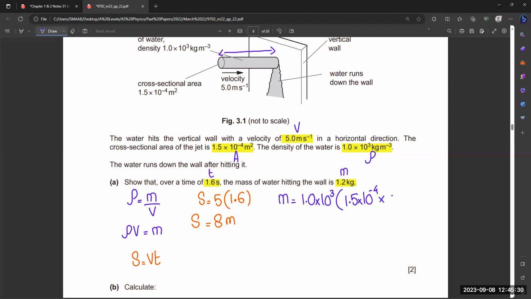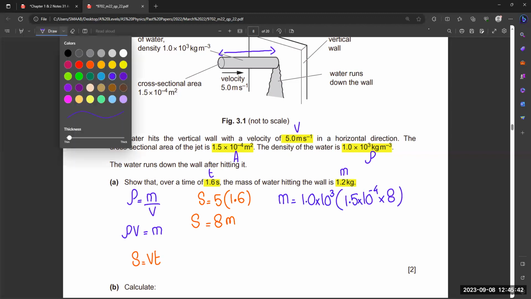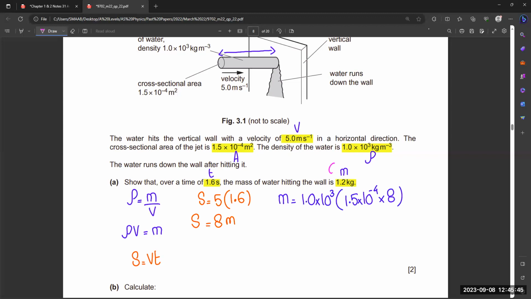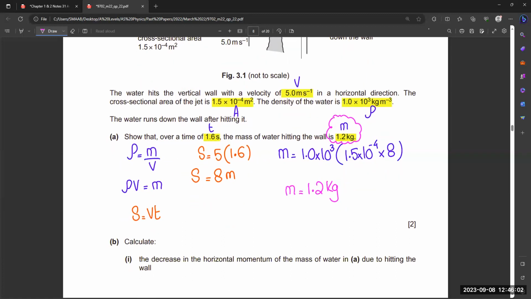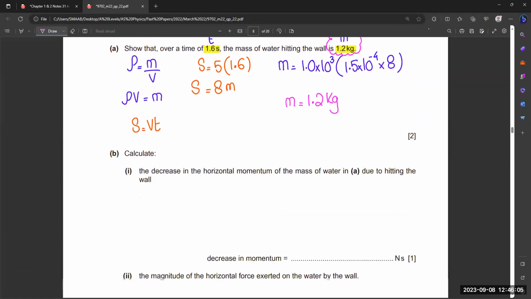Okay, so the volume is 0.0012 meter cubed. And when you multiply that by 1000, it's going to give you 1.2 kg. So that is the requirement of the question, that you have to prove your mass is equal to 1.2 kg. So you are getting the same answer. You can see that questions are from the basic concepts only. They just give you indirect values. You have to derive the values by yourself and reach the final answer.